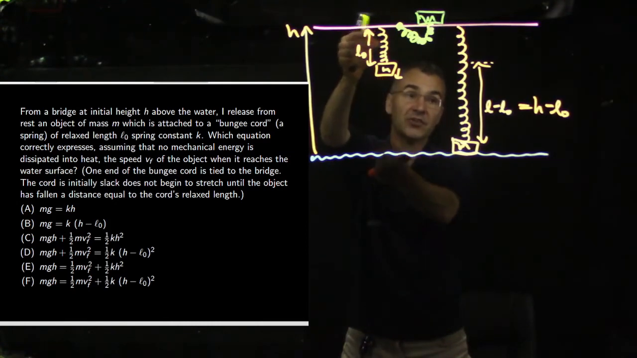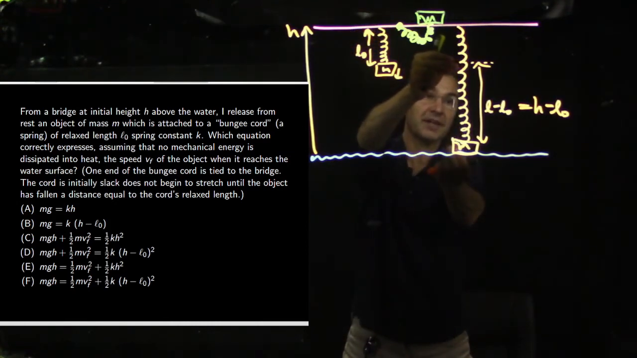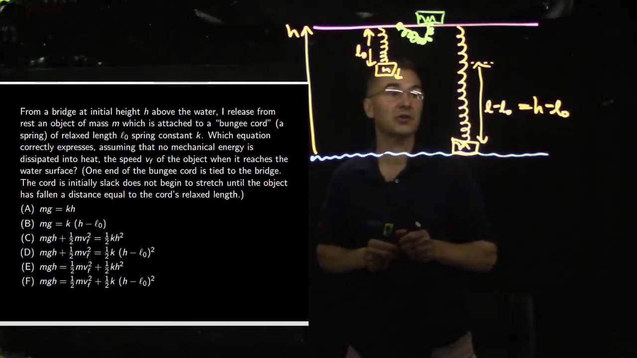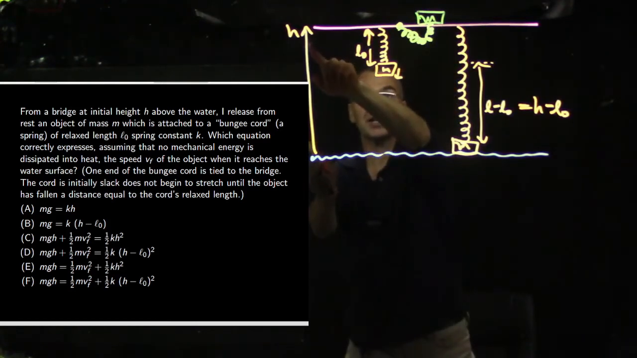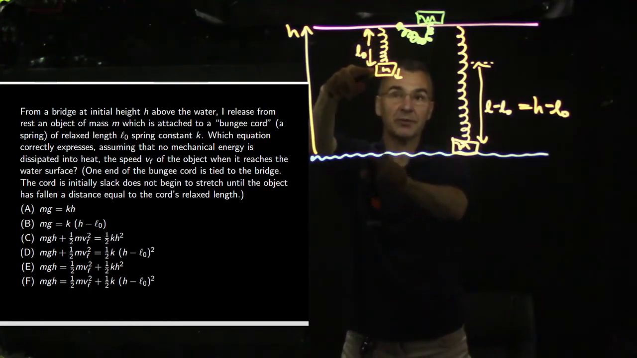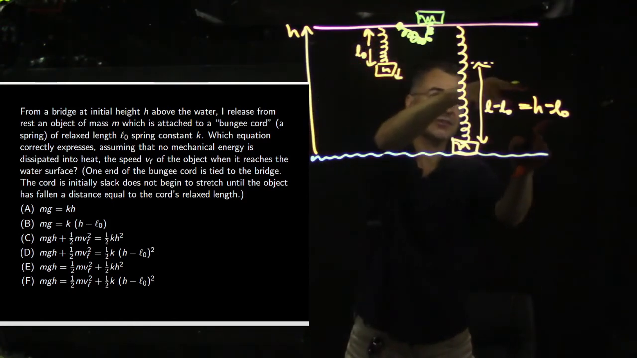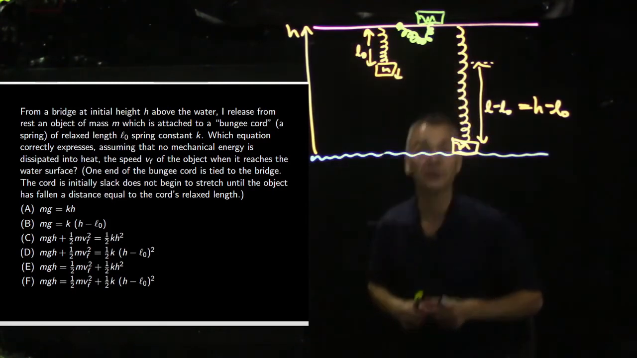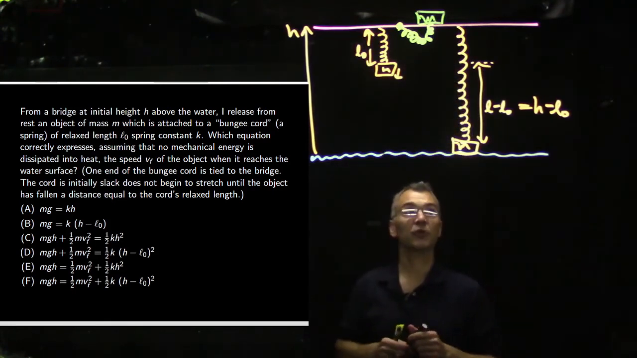And then we stretch the spring by a distance height minus L0. Because here's height, and here's L0, the relaxed length of the bungee cord. So the amount that we stretch the bungee cord must be height minus the relaxed length of the bungee cord. So then let's account for energy.